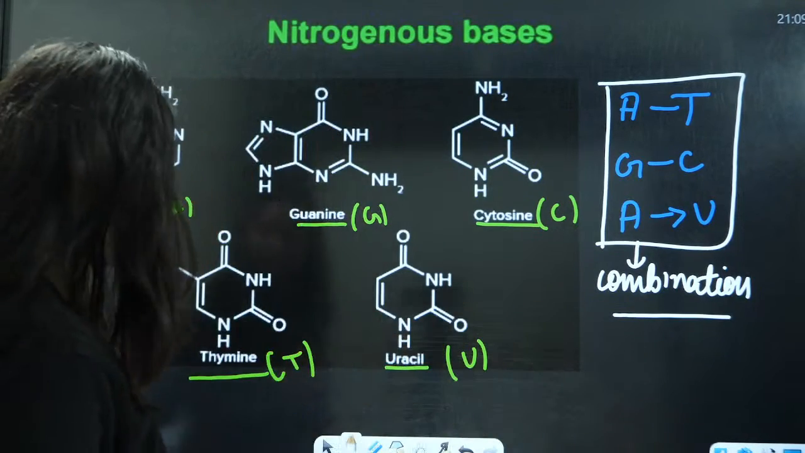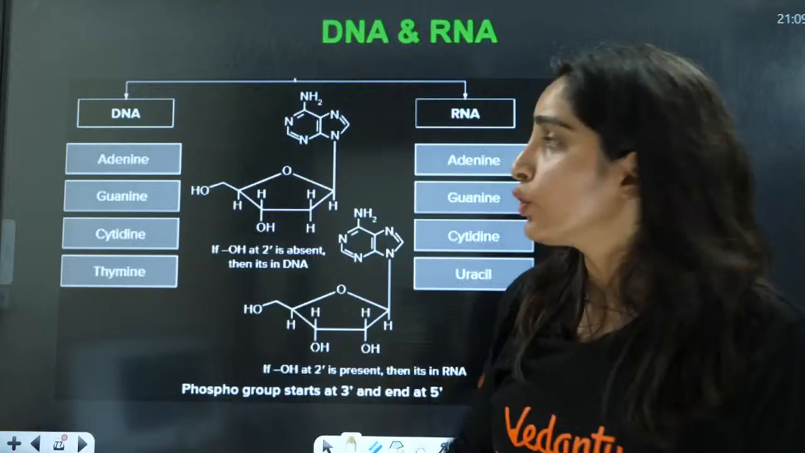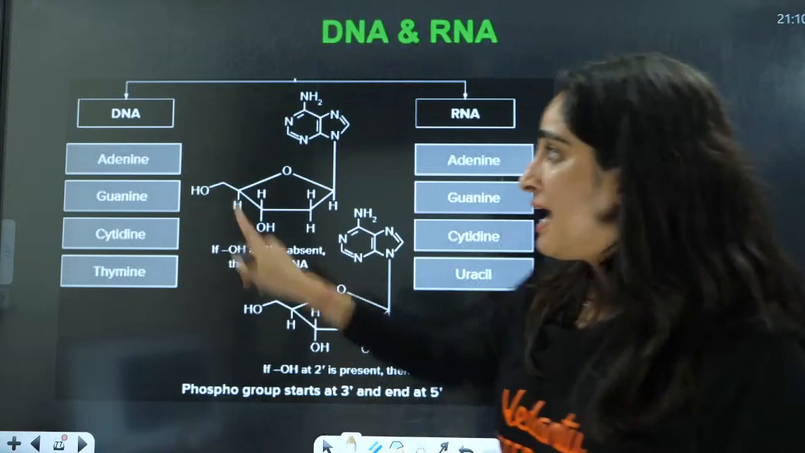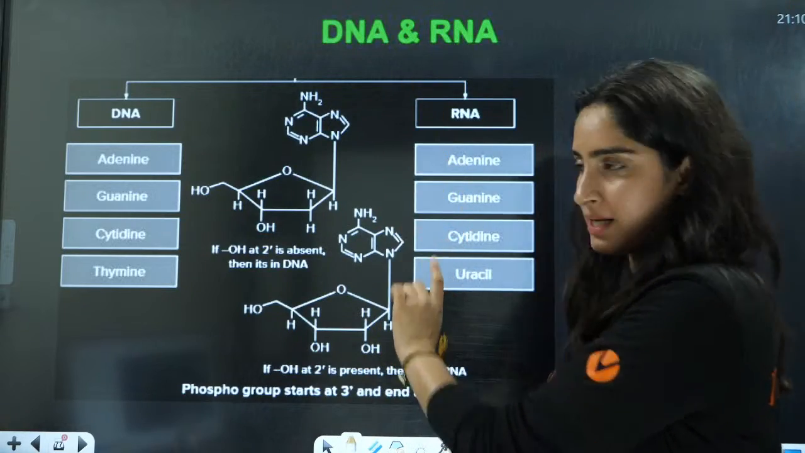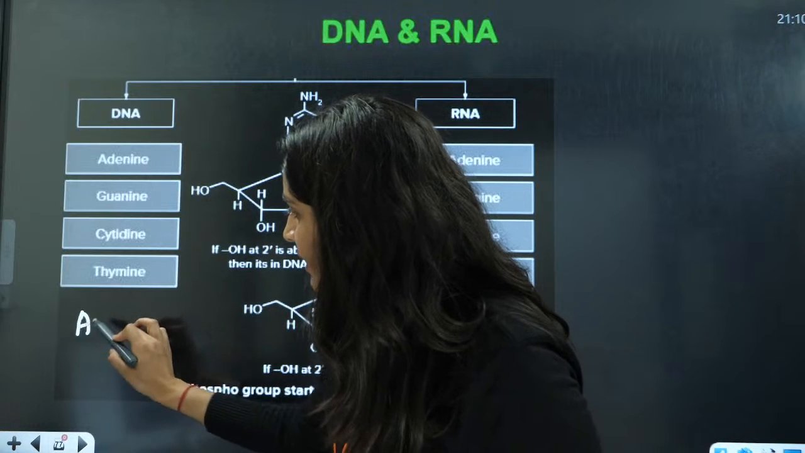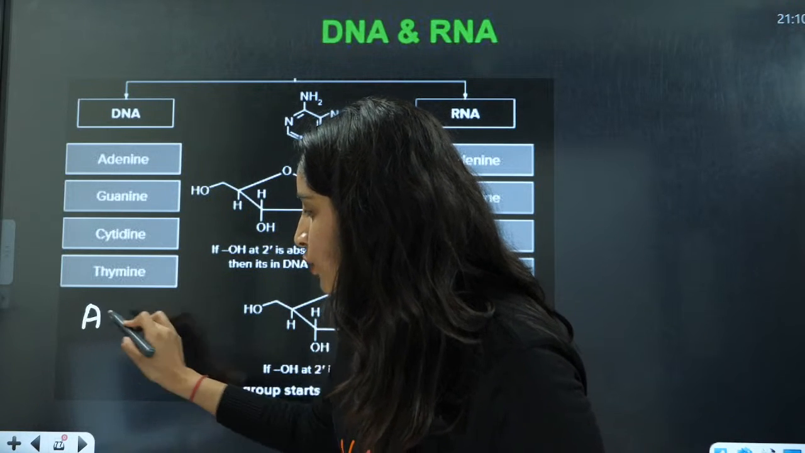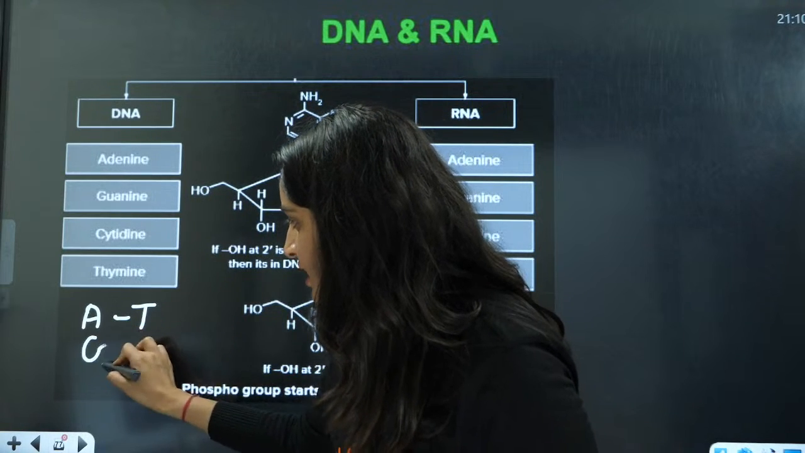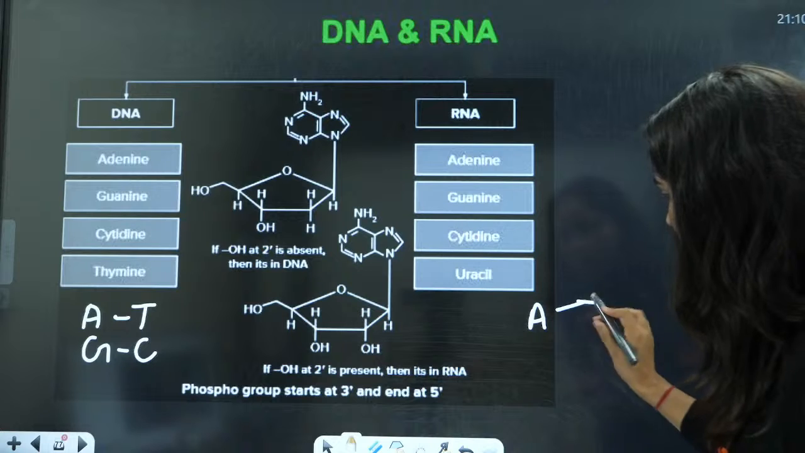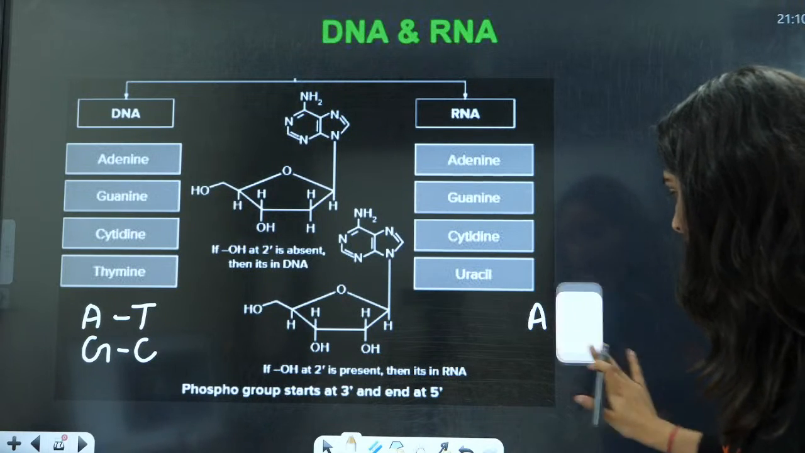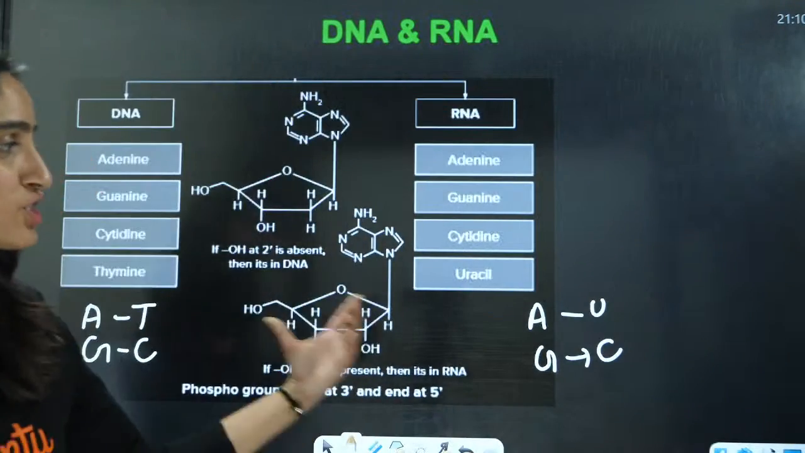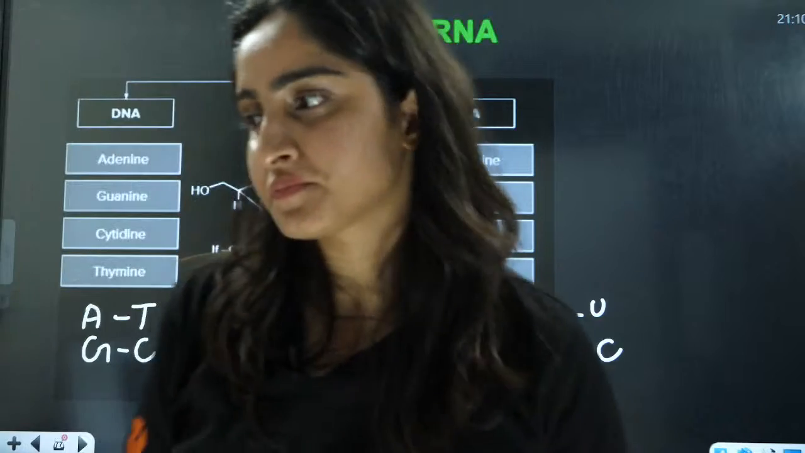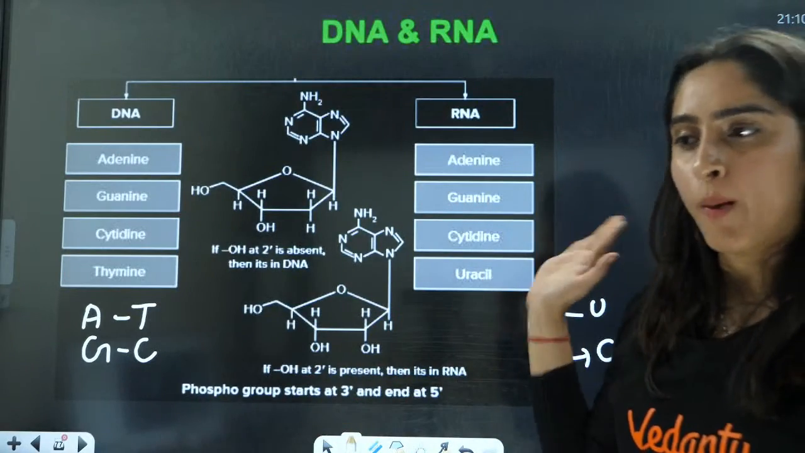Okay, so now let us see this. RNA and DNA. Now in DNA, you do not have uracil here. In RNA, you have uracil. That means here we have A, G. Here you have 2 kinds of bonding, that is AT and GC. And here you have AU and GC. Okay. These are the 2 combinations for RNA and DNA. Yes, these are the 2 combinations.